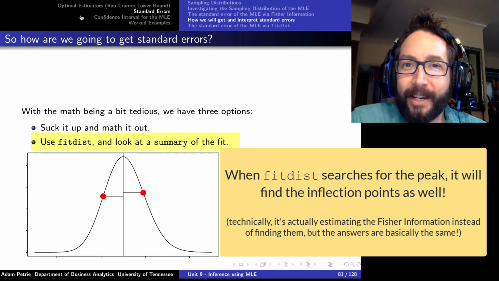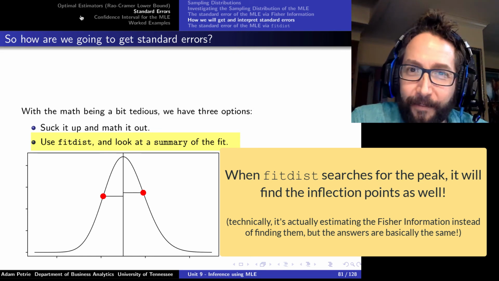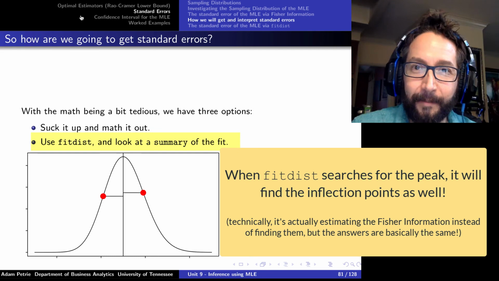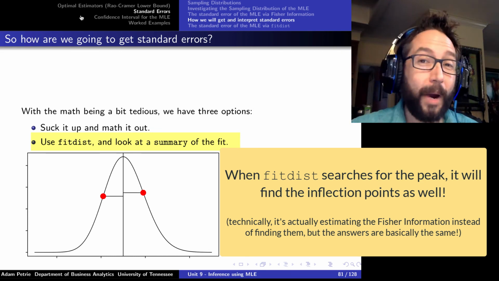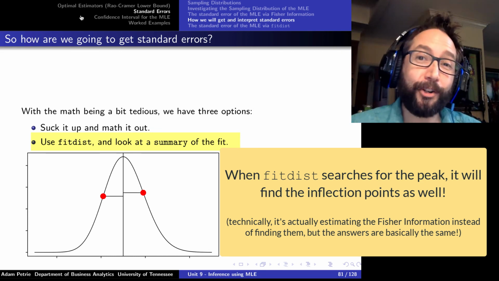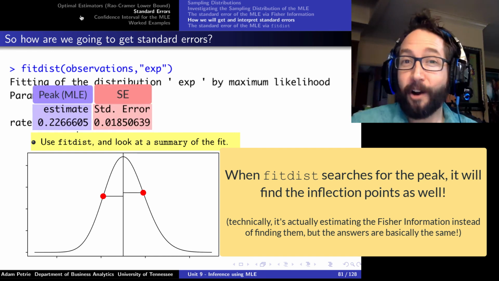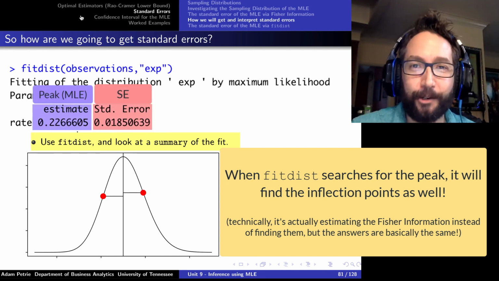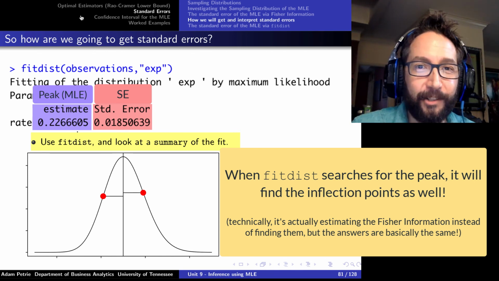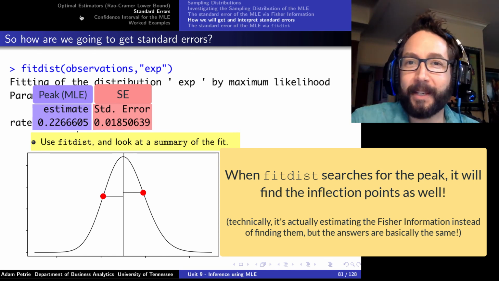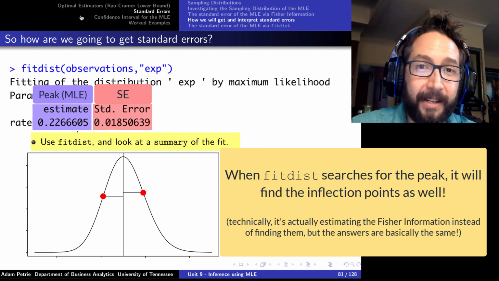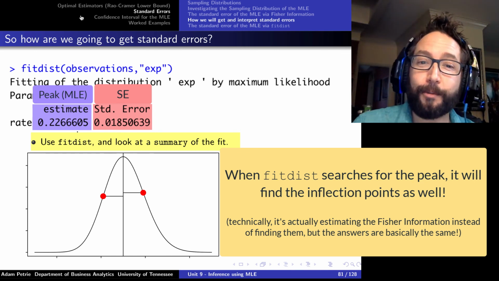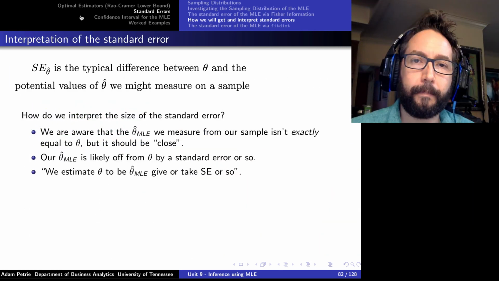And so what we can use is the results of the search that fitdist is doing to come up with a measure for the standard error immediately. Fitdist will not only measure where that likelihood peaks, but it will measure how far away those inflection points are from the peak of the likelihood, and we can take that to be our measure of the standard error. And so our problem boils down to something as simple as just running fitdist on our collection of data values with the probability distribution that we have in mind.